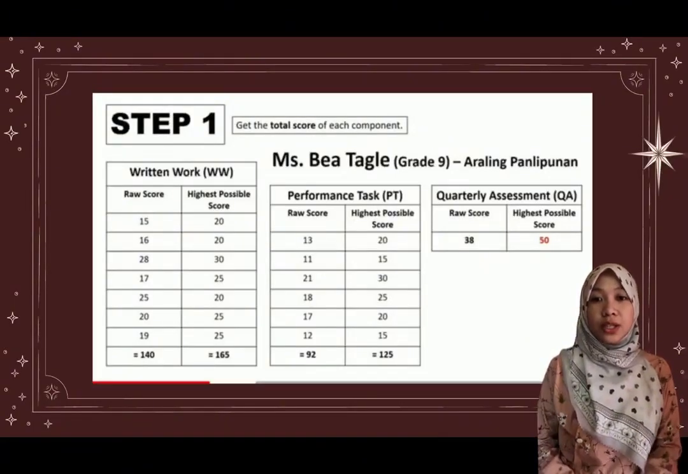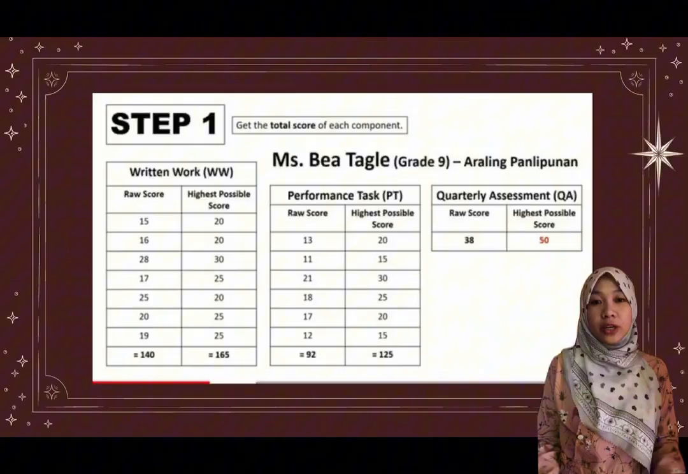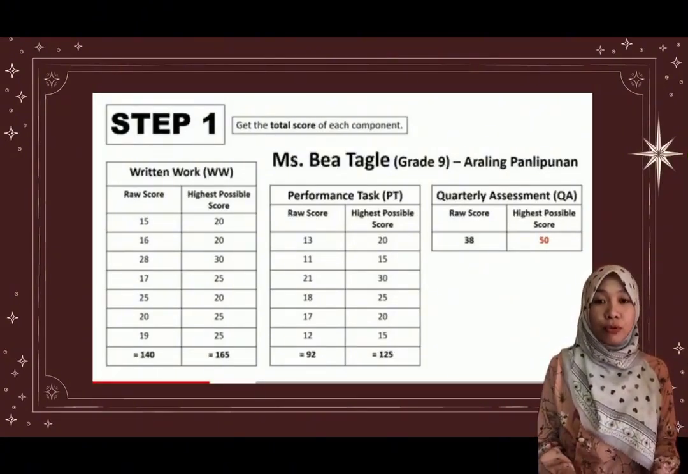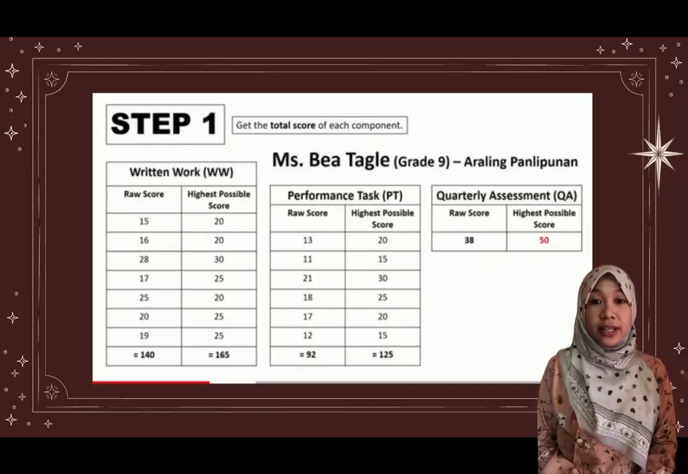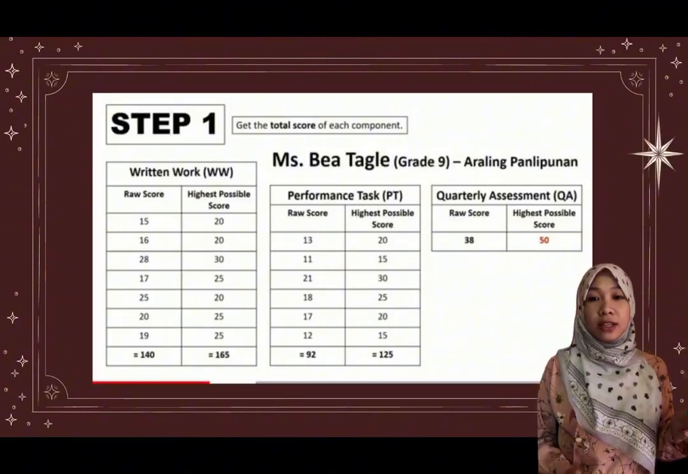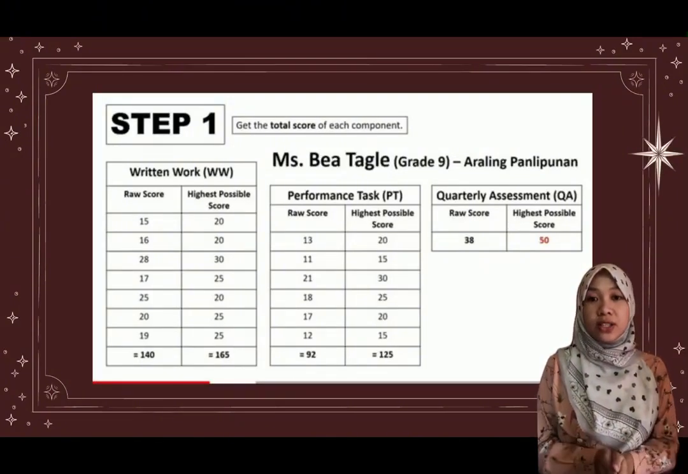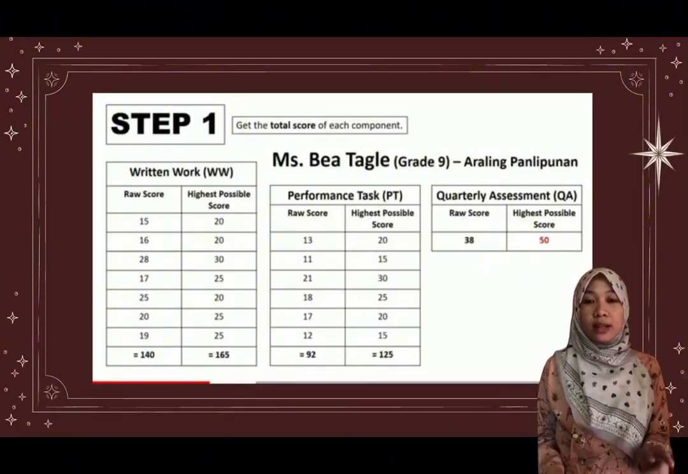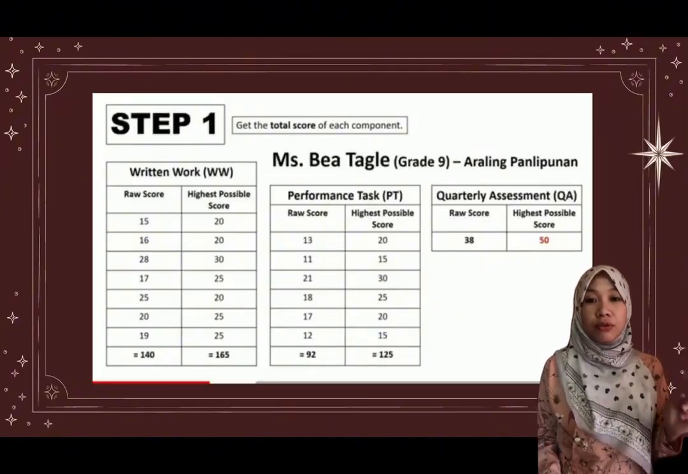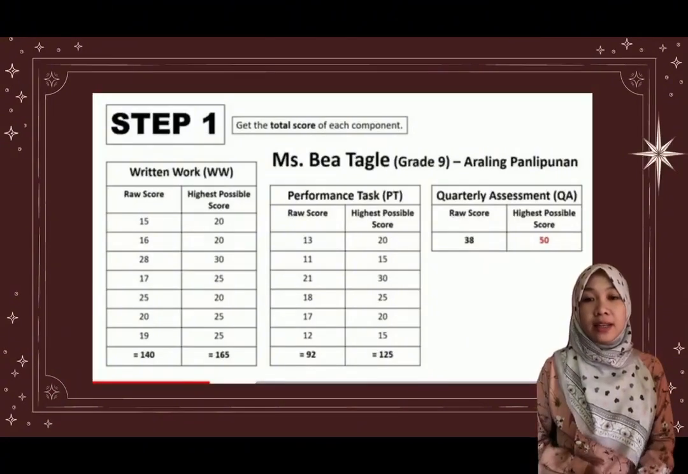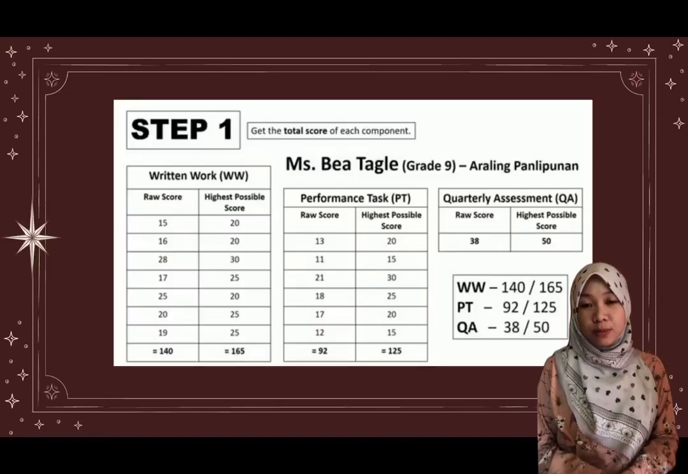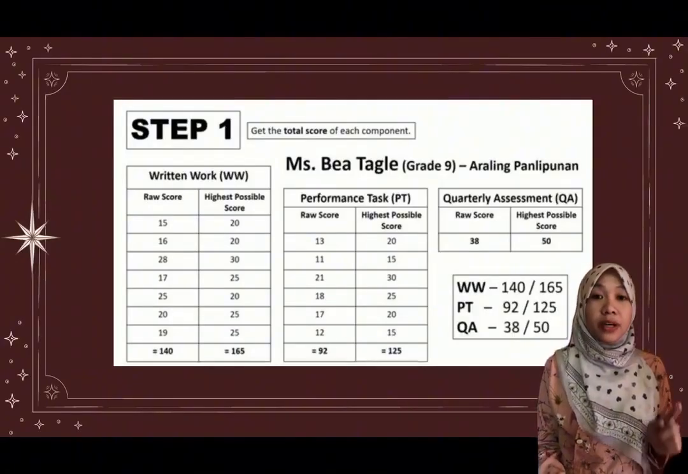The first step is to get total scores. We are going to add up all the scores for each type of work, like assessments or the exam. Here's the example. The total score of the student for the written work is 140 over 165. Then for the performance task, she got 92 over 125, and for the quarterly assessment, she got 38 over 50.